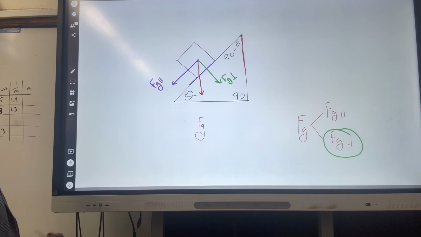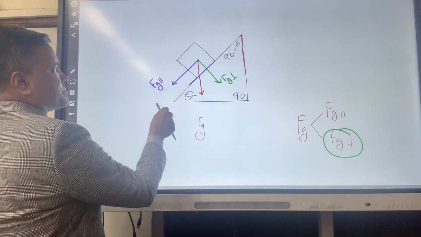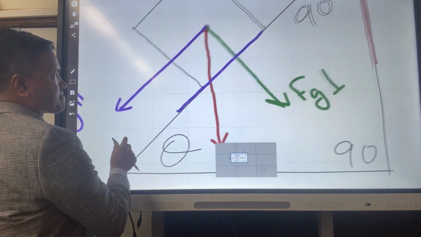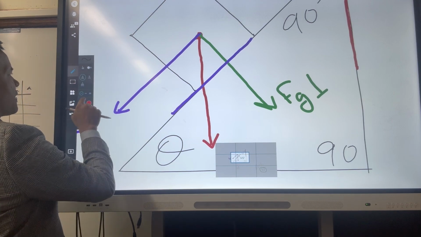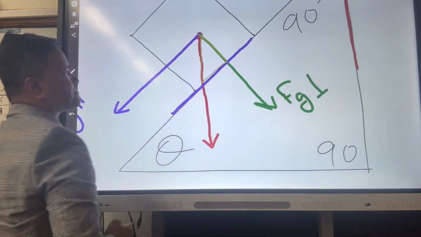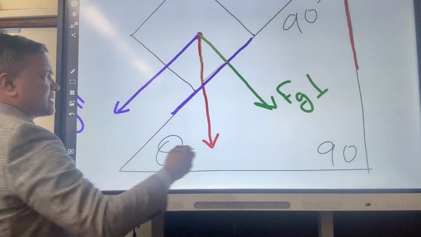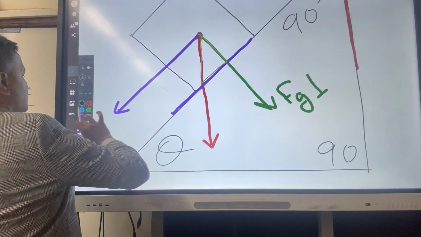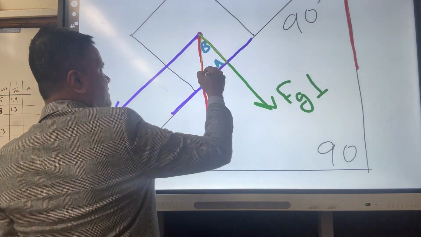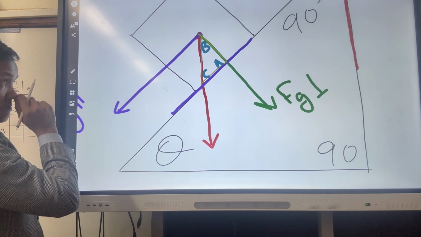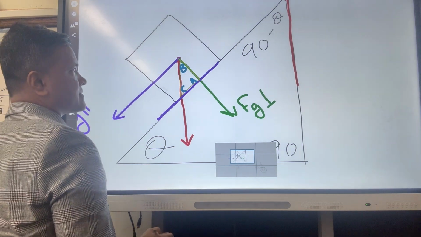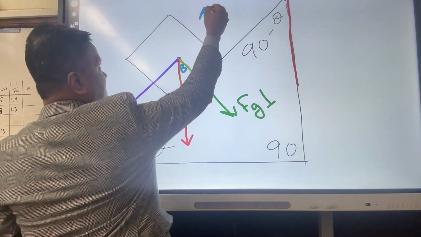Okay. Now I want you to look at this small triangle, very small triangle. If you do look at this very small triangle, you're going to be noticing something. Let's call it A. Let's call it B. Let's call it C. Okay. What is A? A is super easy. A is 90.